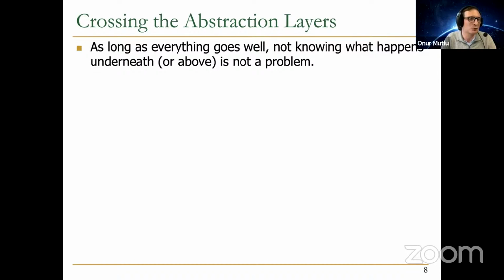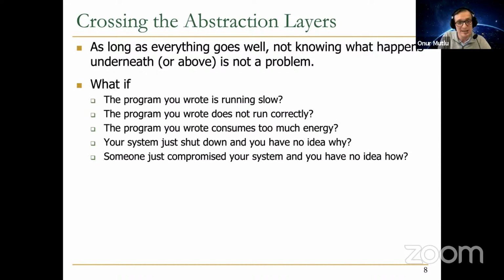Because as everything is working well, right? As well as it could be, let's say, maybe I should put it that way. But usually it doesn't. Usually there are cases where your program runs slow, even though you said, okay, I did my best as far as my knowledge at this upper layer, and it's still running slow. Sometimes it doesn't run correctly. Sometimes it consumes too much energy, and this becomes a problem, especially in mobile systems, for example, or in the self-driving cars we mentioned yesterday.